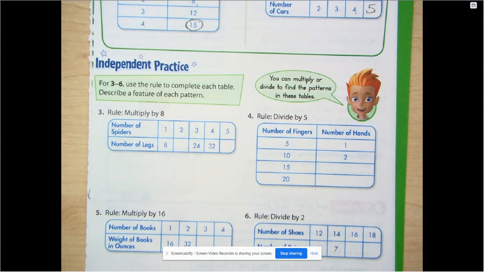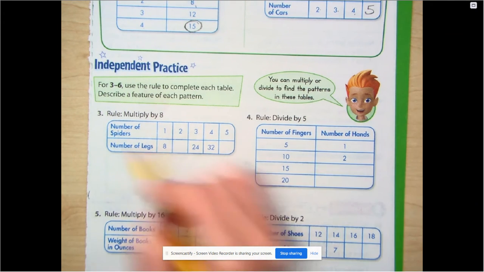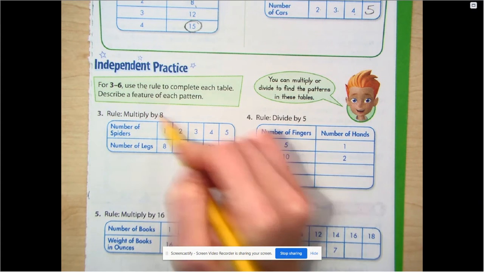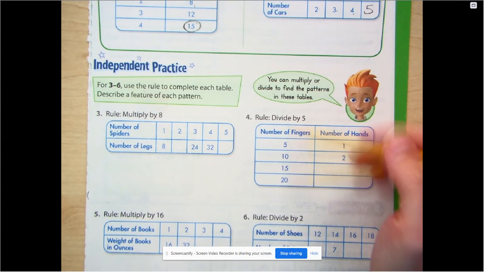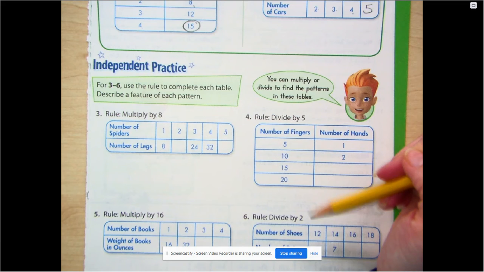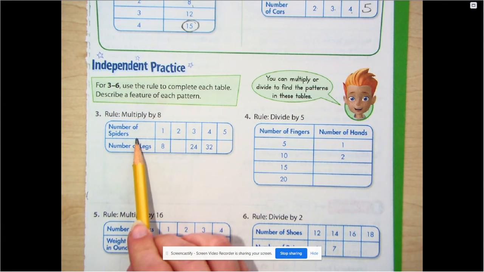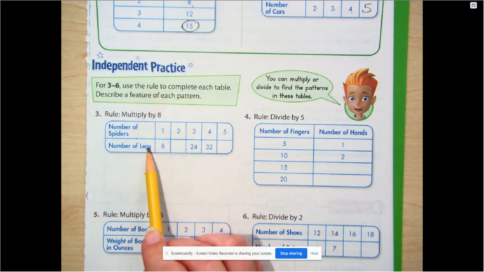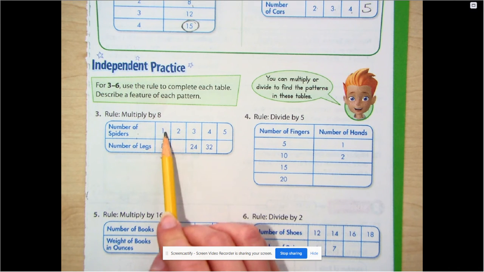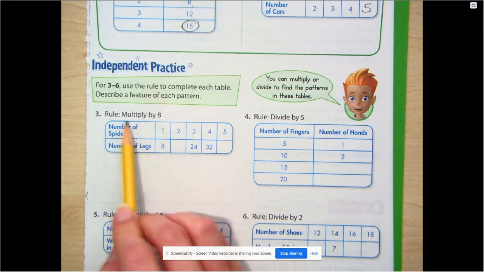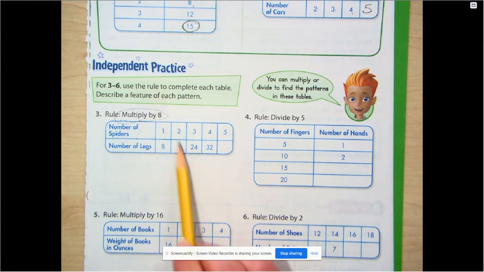You'll notice that sometimes we will get tables that go this way, and sometimes we'll get tables that run this way. Either way, we're either looking at the top number to apply the rule to, or we're looking at the left number to apply the rule to. So if we're looking at this chart, they're telling us the number of spiders equals the number of legs. So if we have 1 spider, we have 8 legs. We're multiplying by 8. So can you go ahead and fill in the missing numbers and then pop them into the Edpuzzle? Go.